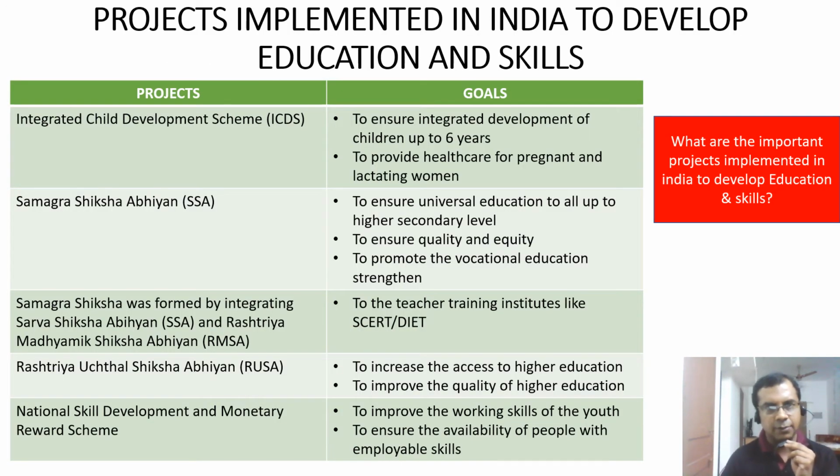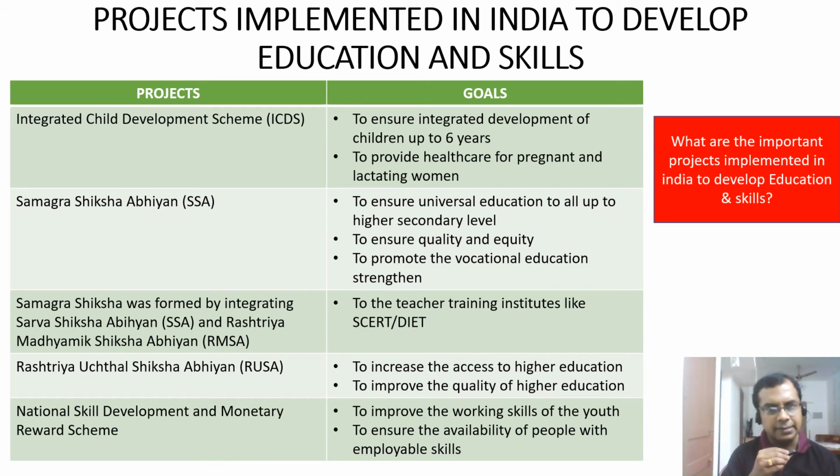Now we can study the various projects implemented in India to develop education and skill. What are the important projects implemented by the Indian government to develop education and skills is a very important question. The first project is the Integrated Child Development Services Scheme, that is ICDS. Its main goal is to ensure integrated development of children up to 6 years and also to provide healthcare for pregnant and lactating women.